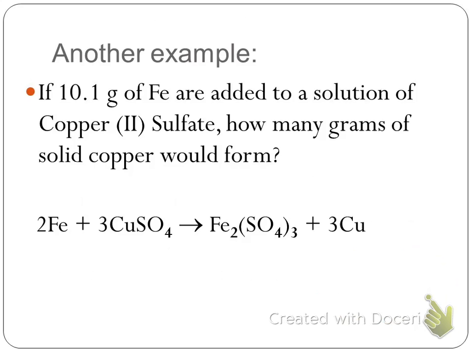Now, what I want you all to do is take a little bit of time, and I want you to complete this problem. If 10.1 grams of iron are added to a solution of copper 2 sulfate, how many grams of solid copper would form? So you have your given information, you have the product that you're focusing on. Go ahead, use your notes, use the activity that we've just gone through, the example, and solve to find out how many grams of copper will be formed.